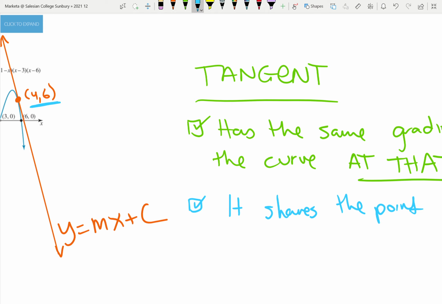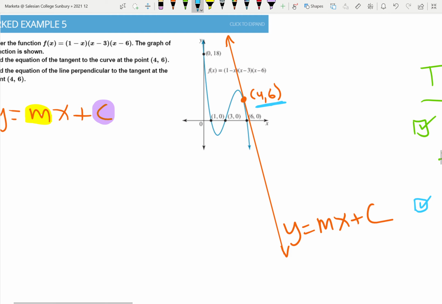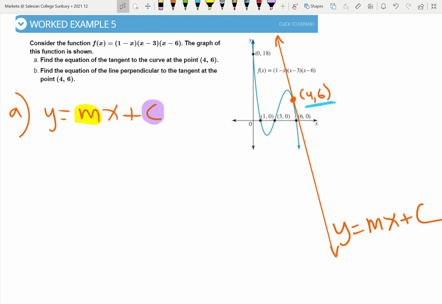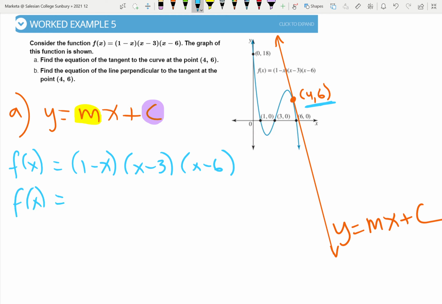So our tangent has a point (4, 6), and so does the curve. So let's find the gradient of the tangent line, knowing that it has the same gradient as the curve. So f of x equals 1 minus x, x minus 3, x minus 6. I'm going to expand that. It's a little bit annoying because it's 3 brackets. 1 times x is x, 1 times neg 3, neg 3. Neg x times x, neg x squared. Neg x times neg 3, plus 3x.